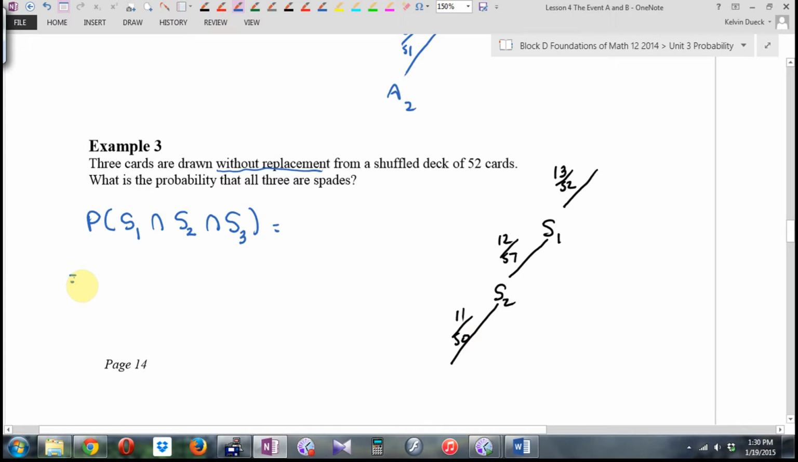So, based on that, what am I multiplying together? More specific. 13 out of 52.